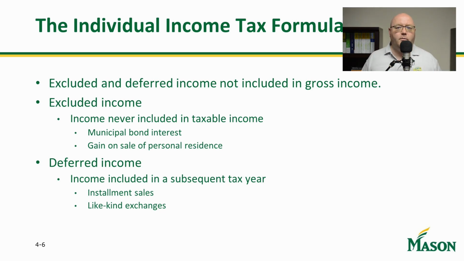So deferred income is income that's included in a subsequent tax year. Good examples of those are going to be your installment sales and then your like-kind exchanges. Installment sales, which basically is, hey, I'm going to buy a house from you, but I don't have the cash to pay for the house up front. So what I'm going to go ahead and do is I'm going to pay you over time in order to be able to get that house paid off so that I can actually get that at that time. And then the like-kind exchanges, that's basically where I'm swapping two things that are similar.